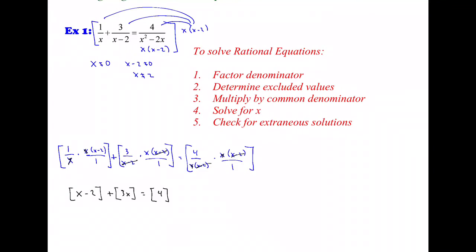So we got 3x plus x is 4x. We're going to add the 2 to the other side, so that's equal to 6. Divide by 4, and you get x equals 3/2.